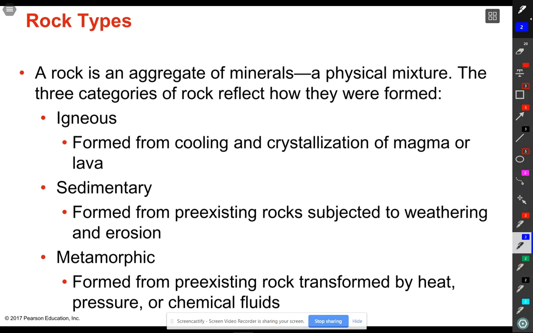And what do we call melted rock below the surface of the earth? Magma. What do we call it above the surface of the earth? Lava. All right, you guys are totally down with that. So igneous rock, it was melted, then it freezes. Sedimentary rock is rock that was broken down into small pieces. And when we say small pieces, small is a relative term. And then it was compacted and cemented together to form a new rock.